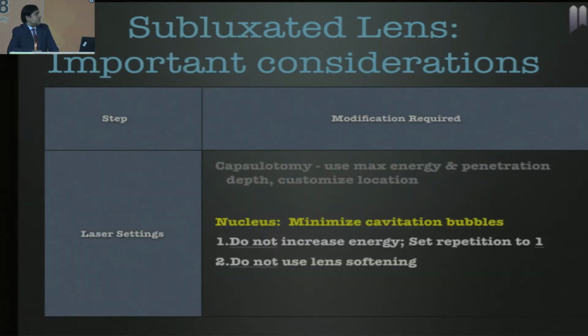What are the other facts to keep in mind in such cases? Well, this is a bag that's already somewhat compromised because of the zonular weakness, and so you want to make sure that you're not creating excessive gas inside the capsular bag, and so you want to set the repetition rate to 1. If you set the repetition rate to a higher level, you will get a better cleavage of the nucleus, but you'll create a lot more gas. And so in such cases, to minimize gas production in the capsular bag, I will not usually be using softening.